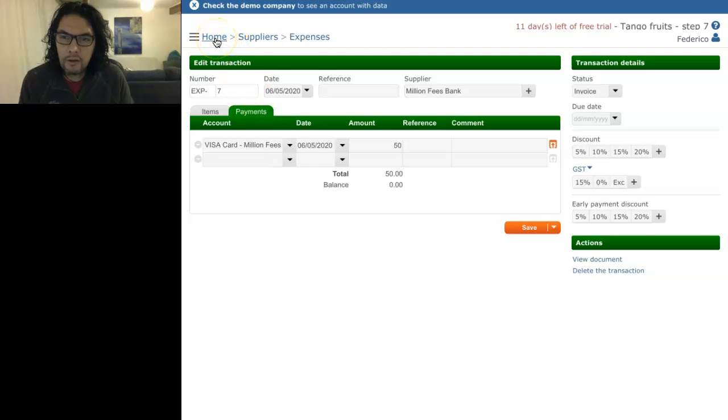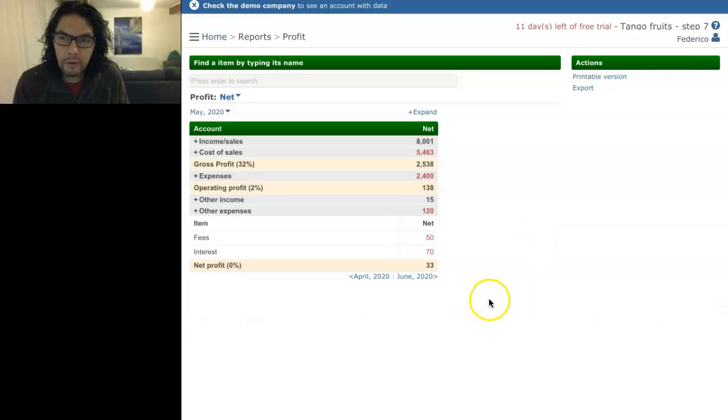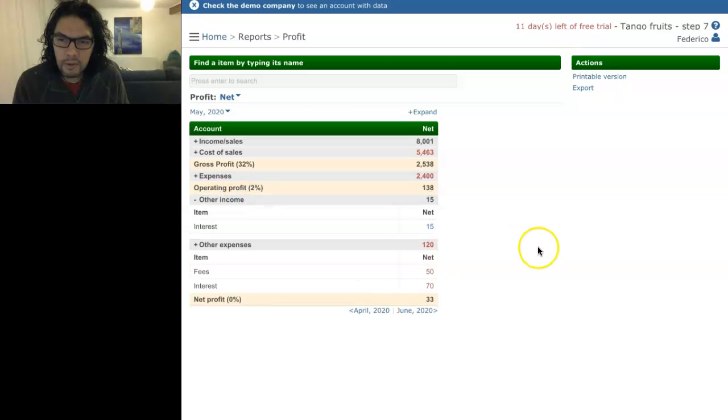Okay, now let's go to home. Let's look at the income and expense statement, because this is where we're having an impact. Now we have other expenses for 120 and other income for 50, which is the result of what we just did. So let's click here on other expenses to see our profit report, and it shows expenses: fees and interest. It tells me 120: 50 on fees, 70 on interest. I can click here to expand other income as well.